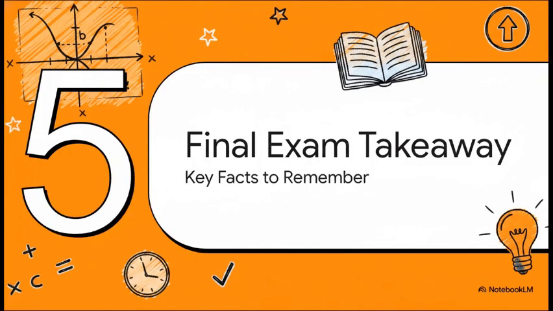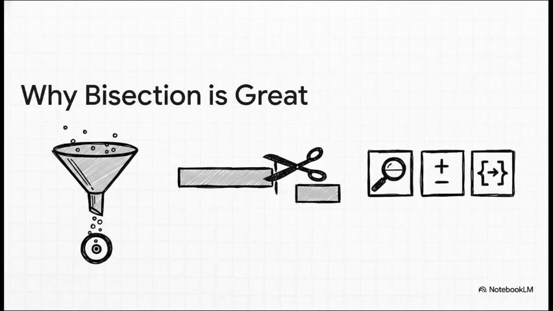You're heading into your exam and you need the key facts. These are the absolute must-know points about the bisection method. Remember these three things. Number 1, it is convergent. That's a fancy way of saying it's guaranteed to work, as long as you give it a good starting point. Number 2, its error is predictable. You always know the interval of uncertainty is being cut in half every single time. And number 3, it's just easy to understand. The logic is simple, which makes it easy to code and easy to trust.